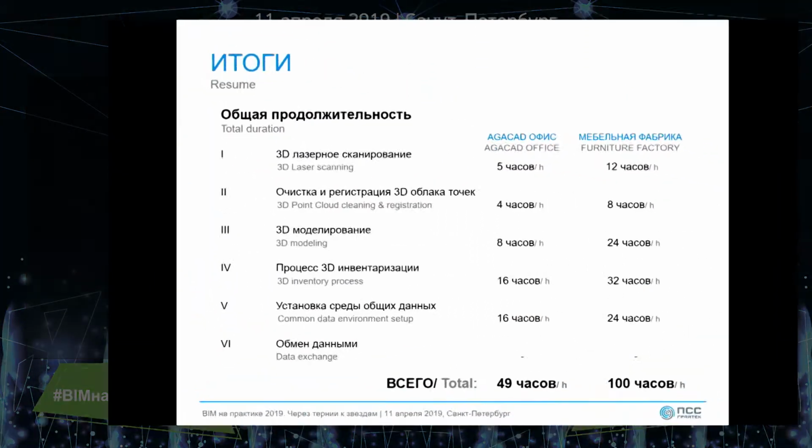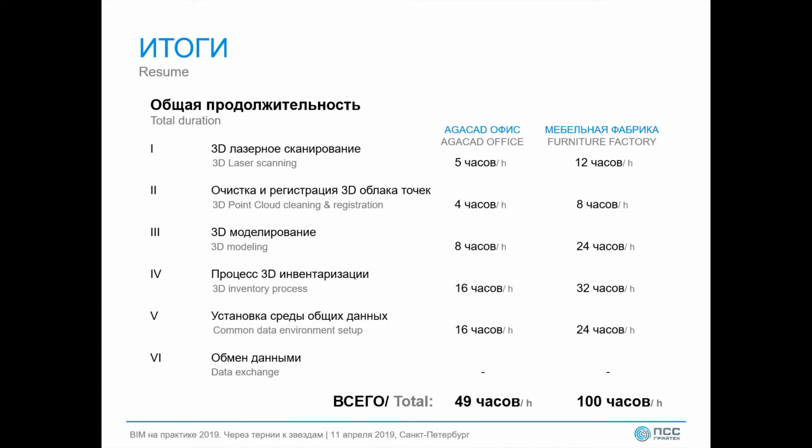To sum up, the entire process for the office took about 50 working hours, and the furniture factory about 100 working hours.